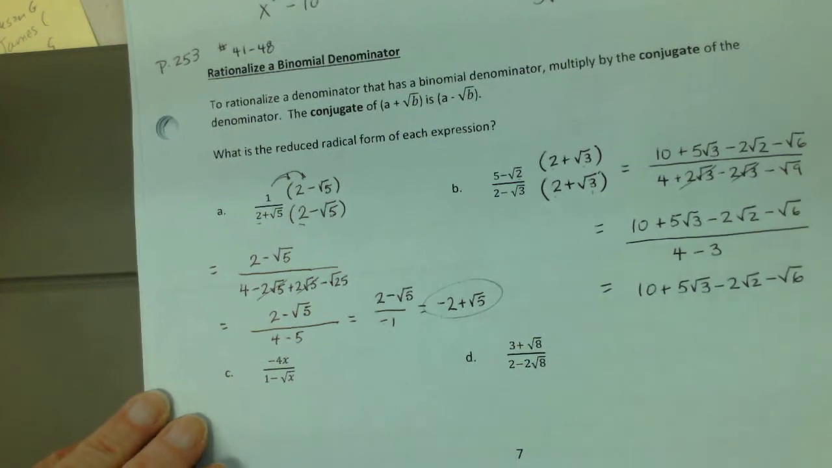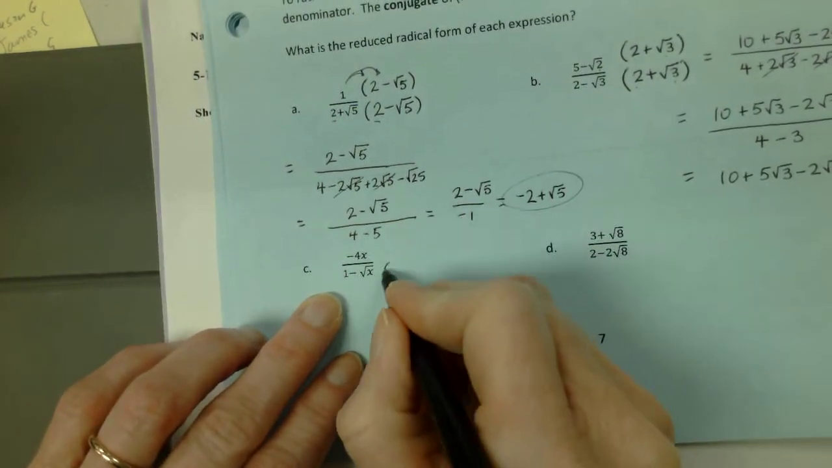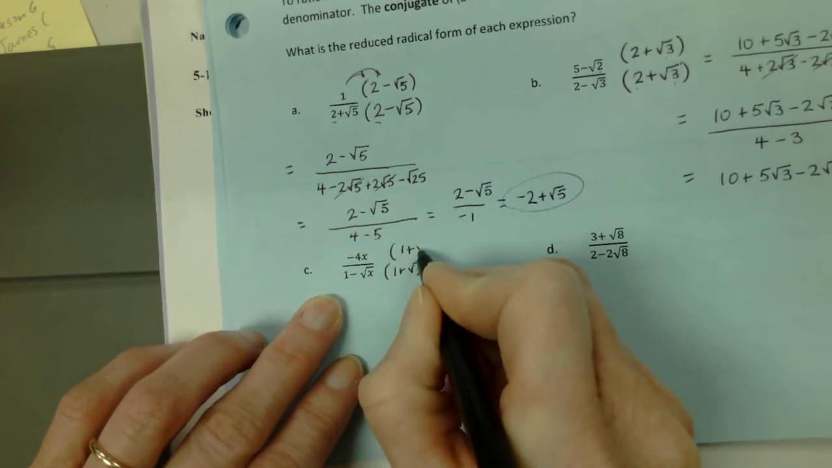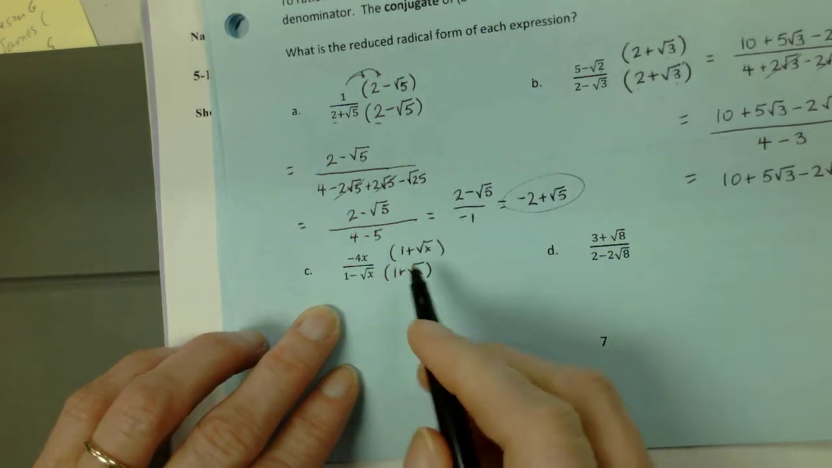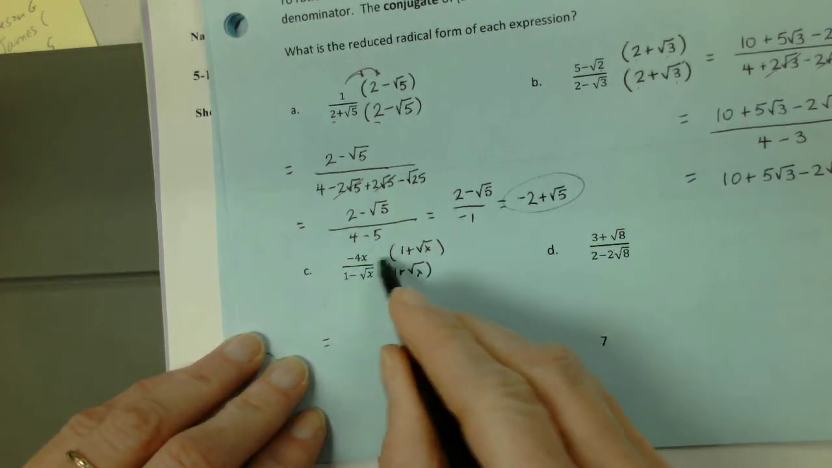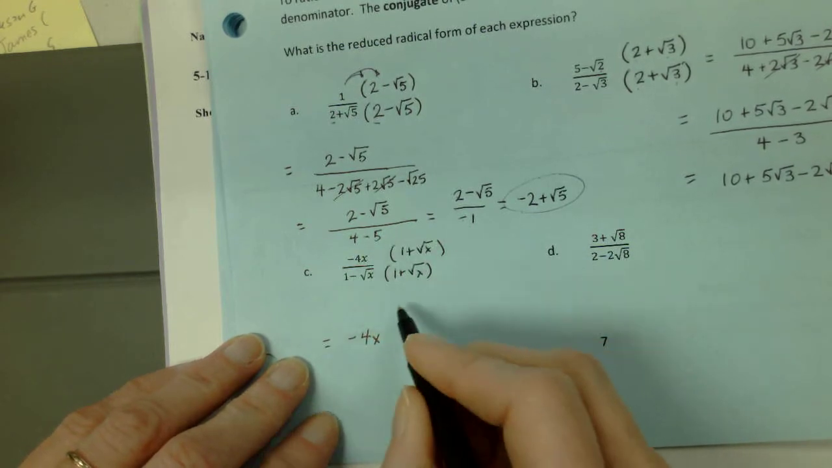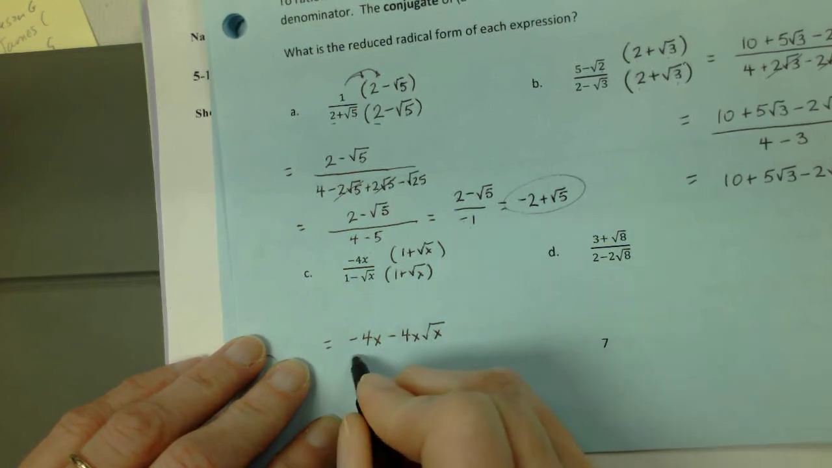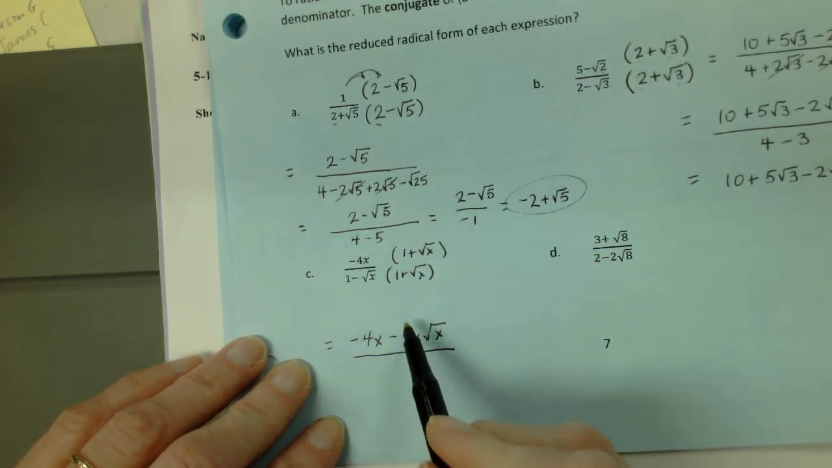Okay, same thing with these last two examples. Okay, what's my conjugate here? I would say 1 plus the square root of x. 1 plus the square root of x. I'm going to FOIL the bottom, and I'm going to just distribute on the top. Okay, so negative 4x times 1, and a negative 4x times the square root of x. Okay, can't do anything with that. There's nothing that's like, so we'll leave it that way.